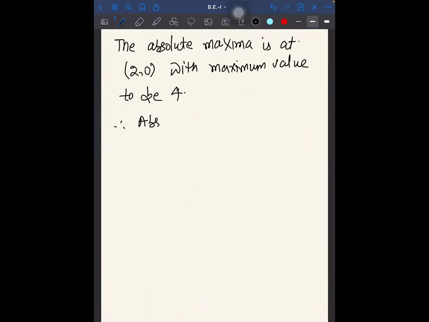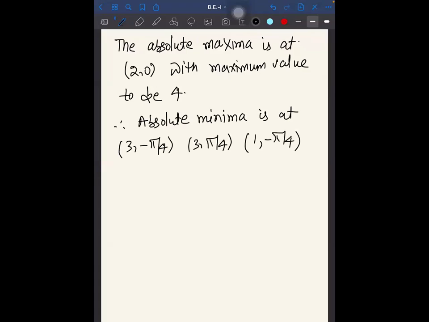So absolute minima is at 4 points: (3, minus pi by 4), (3, pi by 4), (1, minus pi by 4), and (1, pi by 4), with value to be 3 root 2 by 2. Yes. You got those things? Yes, sir.